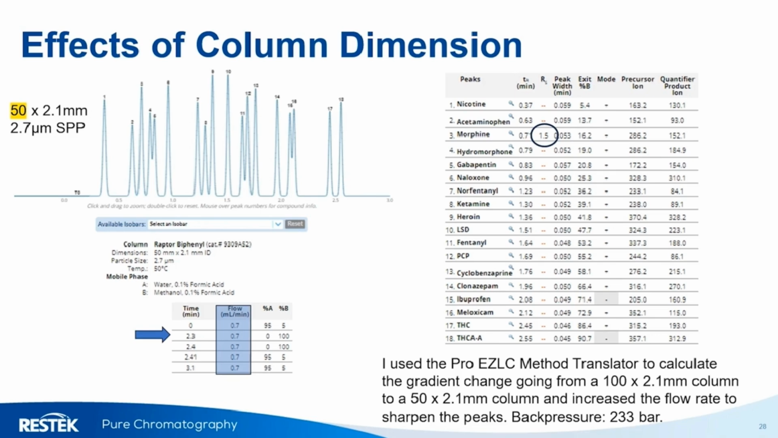If you want to go just from one dimension of a column to another, you simply tell it what dimension of column you have and your gradient, and then tell it what dimension of column you want to go to, and it will calculate the adjustments to your gradient necessary to achieve similar chromatography. I did increase the flow rate to sharpen the peaks up a little bit.